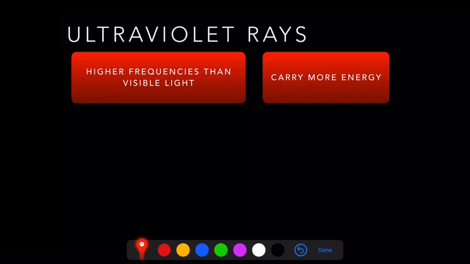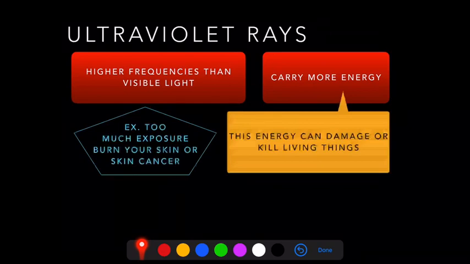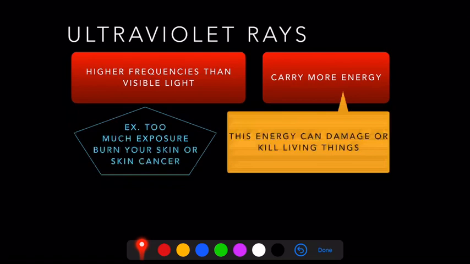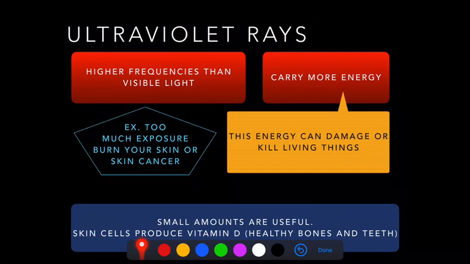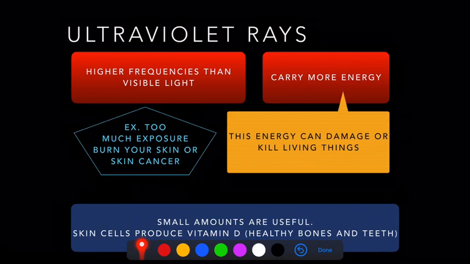It has higher frequencies and carries more energy. This energy can damage or kill living things. Too much exposure to these ultraviolet rays that come from the sun can cause you skin cancer. Now, it's also good for your skin, but do not exaggerate, okay? It's just what I just said here. Small amounts are useful. Skin cells produce vitamin D and healthy bones and teeth.